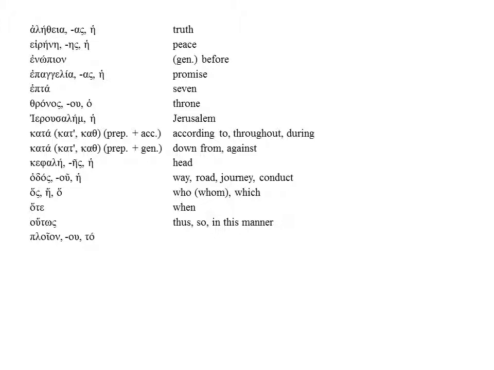Ployon. Second declension, neuter, a boat. Rhema. This is a third declension, mot stem, rhematas, which means it is neuter, and it means word or saying. Te. Te is a weakened form of and or so.